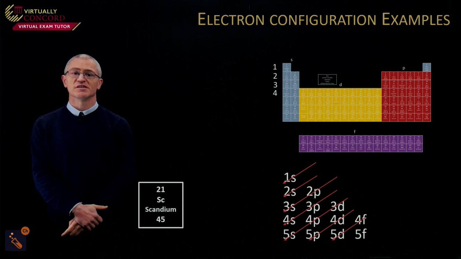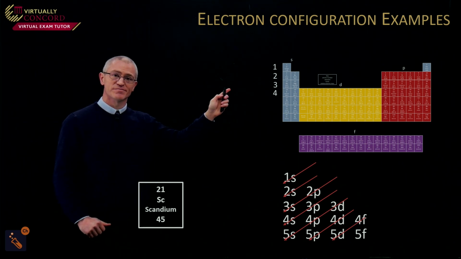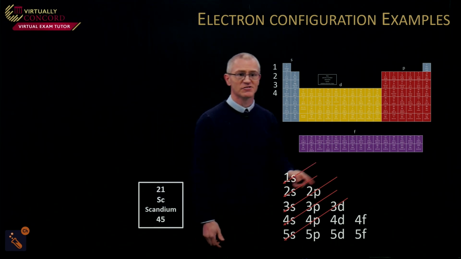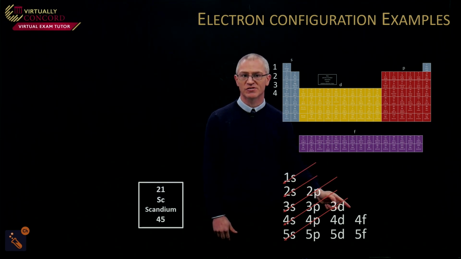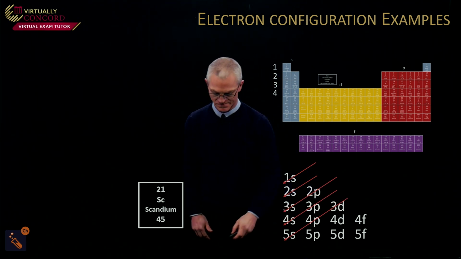Our final example is going to be scandium. Now, scandium has 21 electrons, so we're going to be counting 21 boxes. Okay, and let's have a look at the order of filling. So we're going to fill it as normal. Okay, and then we got the third. Then what we're going to have is 3p, 4s, and then we're going to jump up and fill the 3d.